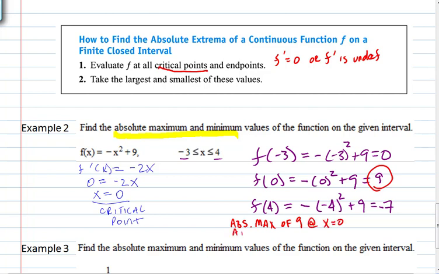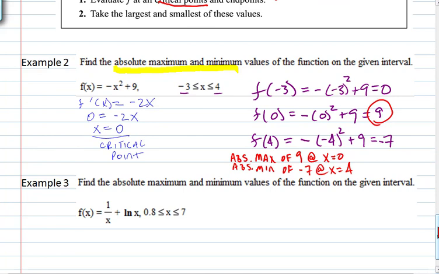And we have an absolute minimum of what? At x equals 4. Any questions? Does that seem plausible?